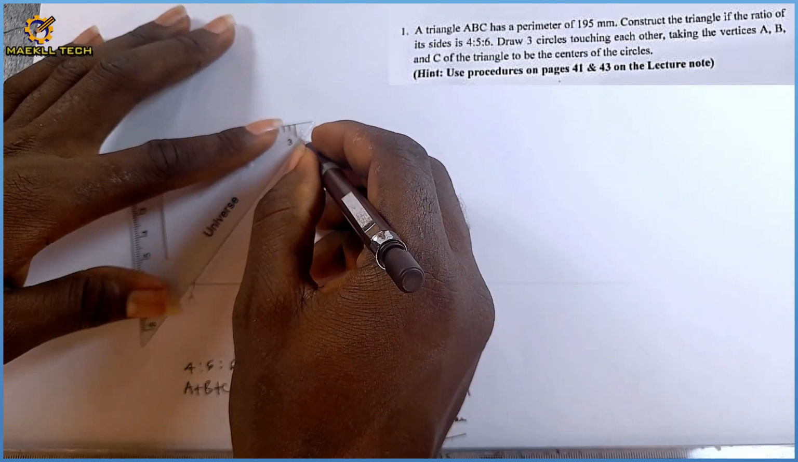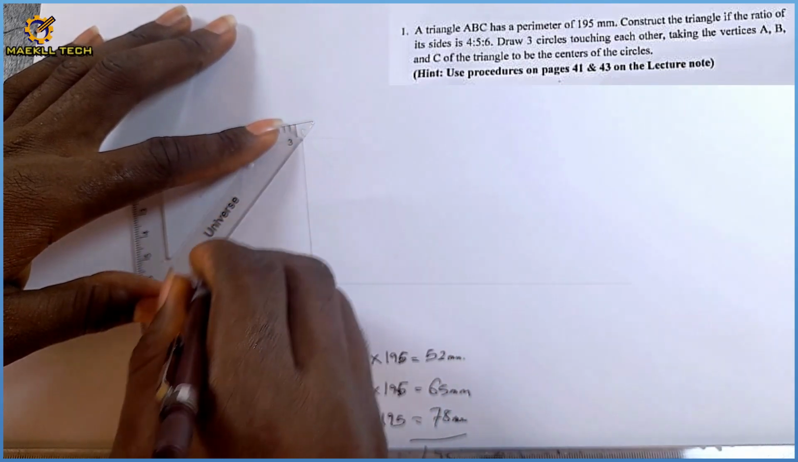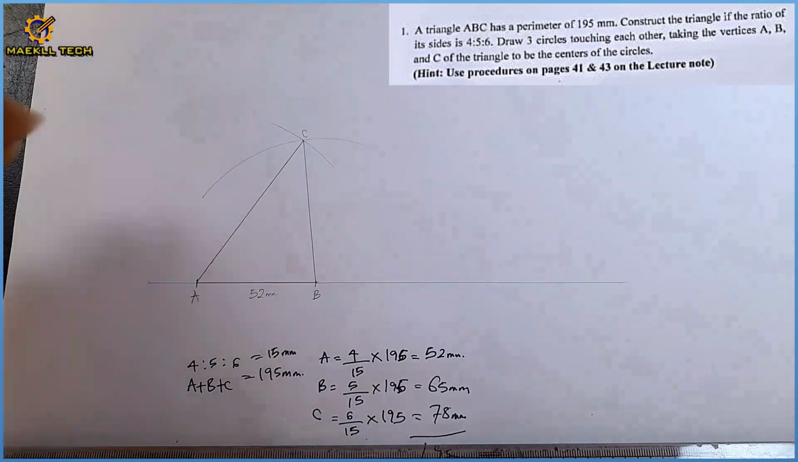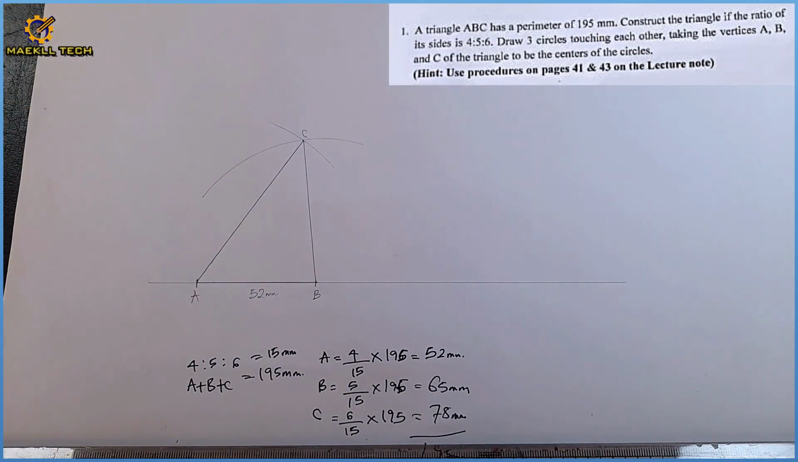Alright, that is our triangle right there. Now, if we read further, after drawing the triangle, it says draw 3 circles touching each other, taking the vertices A, B, and C of the triangle to be the centers.